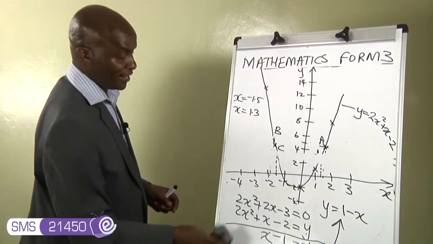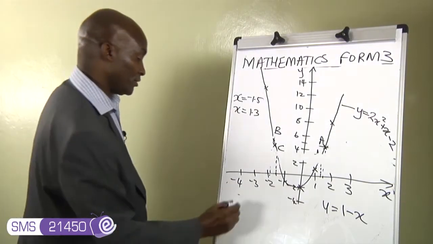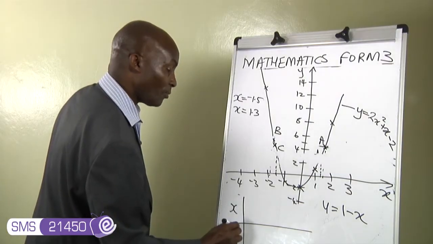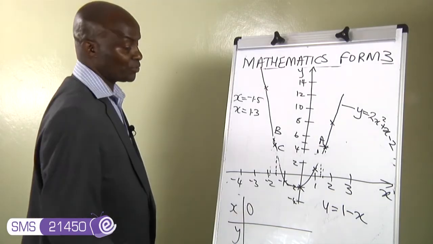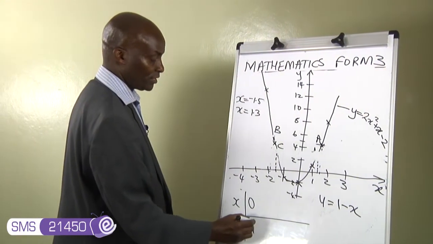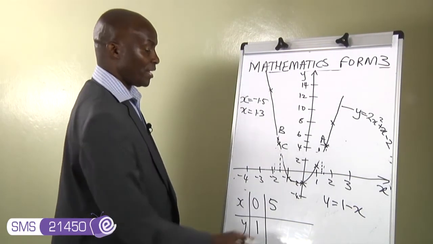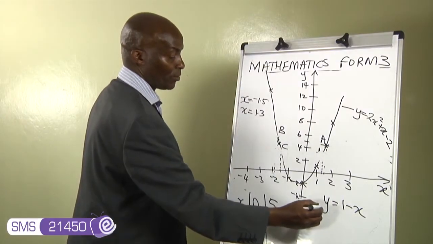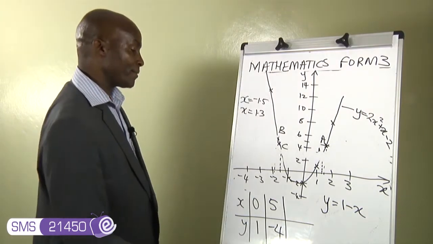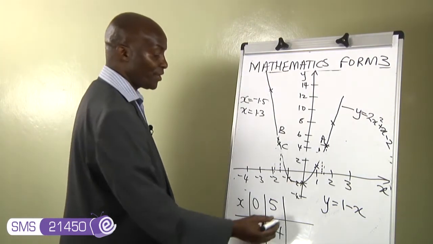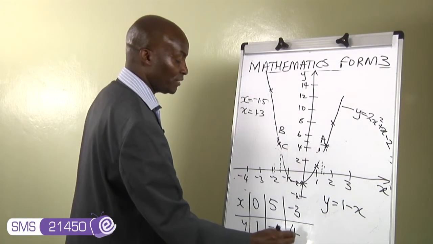So to draw that line, we need a table of values. Y is equal to 1 minus x. So let's say we have x, y, and take any number. When x is equal to 0, substitute there and you find y is equal to 1. Supposing x is equal to 5, then y will be 1 minus 5, which is negative 4. We can take a third one to confirm. When x is negative 3, then you get 1 minus negative 3, which gives you 4.